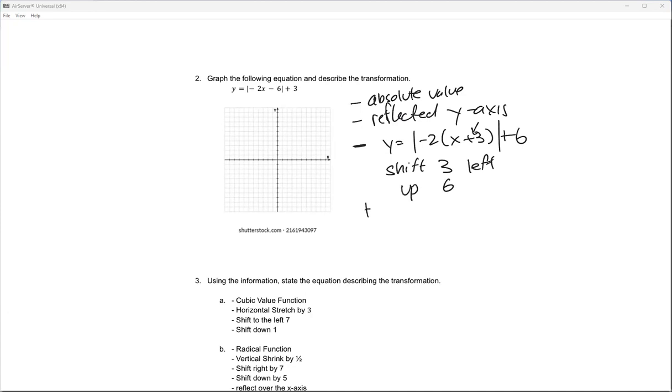It's a horizontal what? To stretch or shrink? Shrink by 1/2. Okay. All right. Are we good?